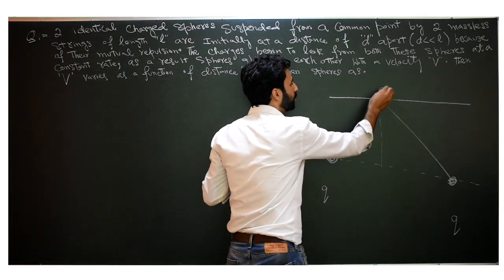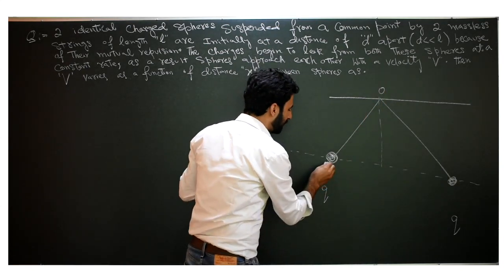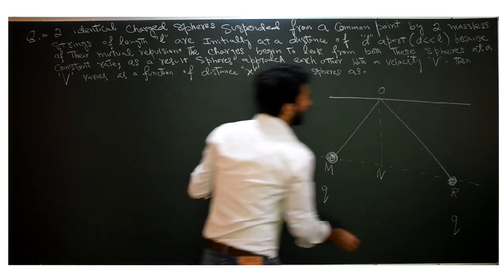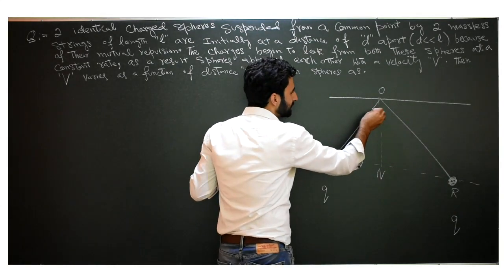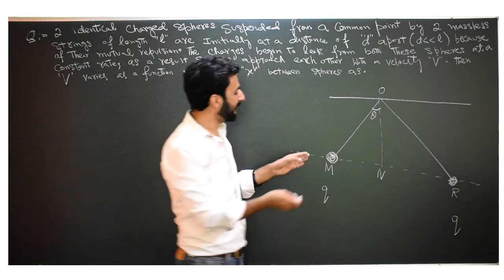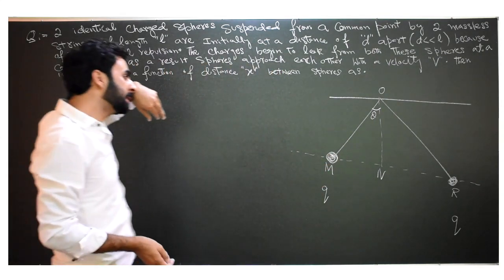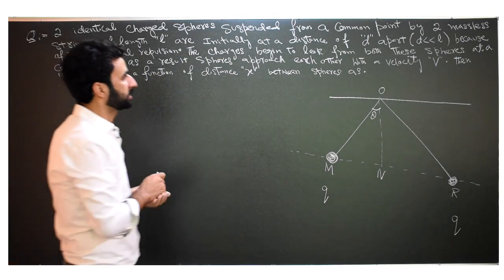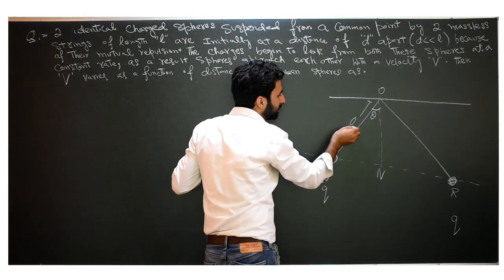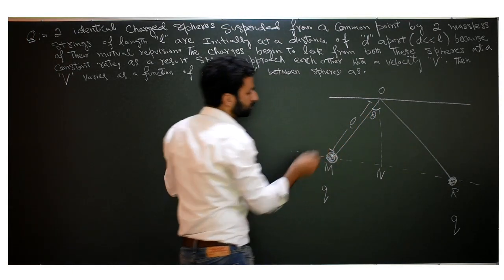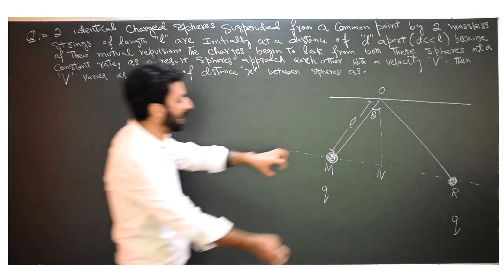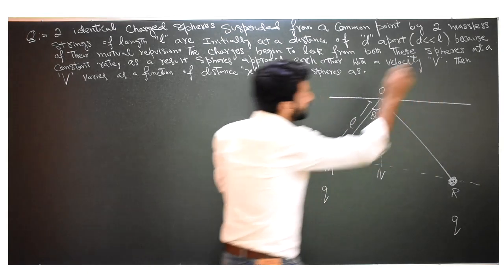Now let's call this point O. Let's call these points M, N, and this is R. Let's call this angle theta. These are two charged spheres which are held at a distance. Earlier they are held at a distance d apart, and the length of the strings is L. Initially they are at rest at a distance d.